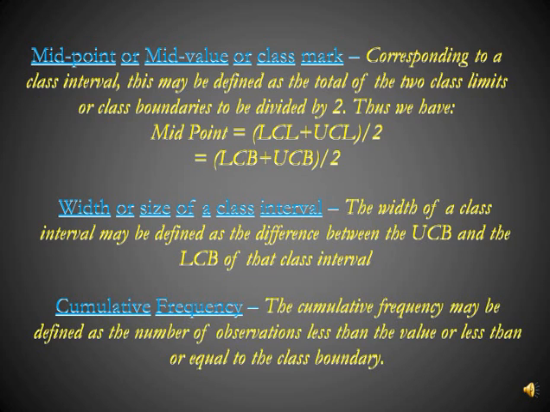Then comes cumulative frequency. Cumulative frequency may be defined as the number of observations less than the value or less than or equal to the class boundary, or we can calculate it by adding the corresponding frequencies of every value or every class interval. So if we add up the total frequencies, we get a cumulative frequency.